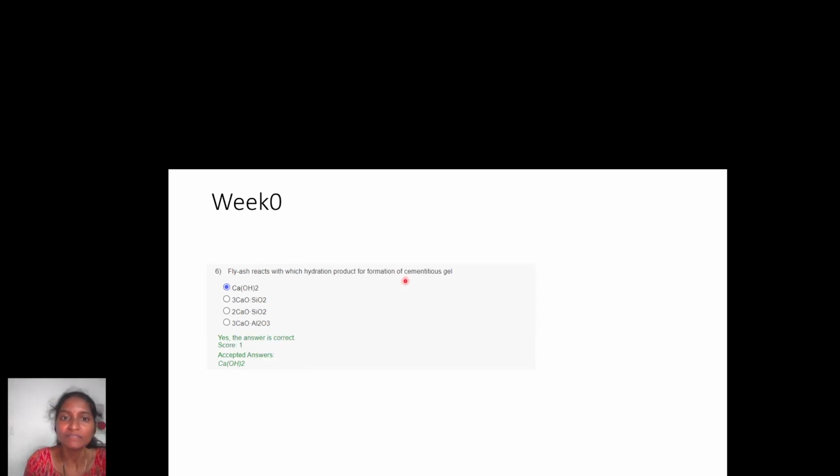When I say cementitious gel, in cement concrete especially, calcium silicate hydrates, there is a CSH gel which will be formed when calcium hydroxide reacts with the fly ash. So the byproduct will be cementitious gel. If you see all these three options, these three options are actually the cementitious gels. After reacting this calcium hydroxide with the fly ash, you will be having the remaining three. The question is, to form these remaining three, fly ash should react with which? It has to react with calcium hydroxide.